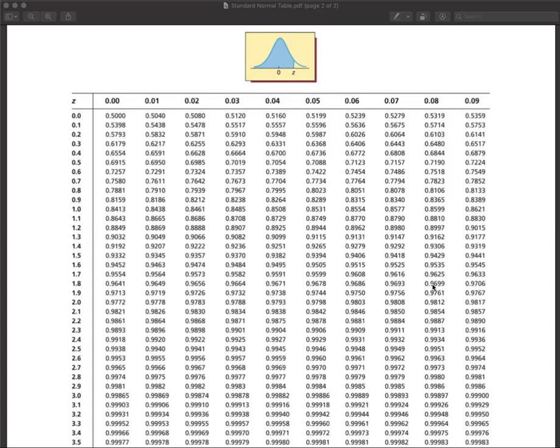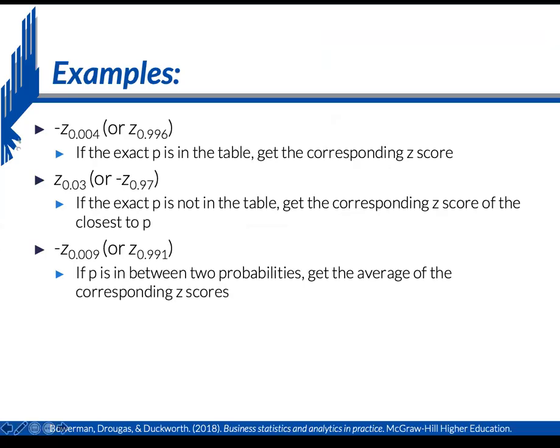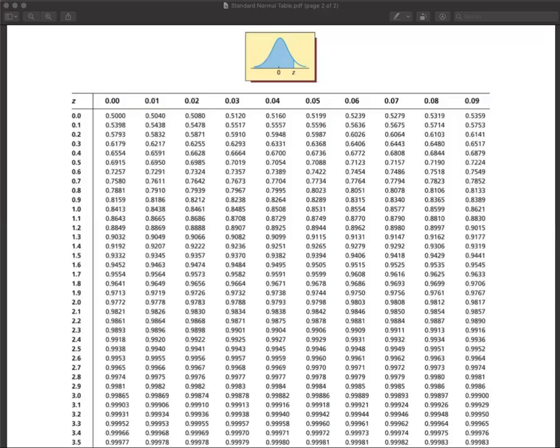So again, that's our rule. If the exact p is not in the table, we get the corresponding z-score of the probability closest to what we are looking for. Now, in another example, we are looking for a z-score with an area to its left of 0.009 or a z-score with an area to its right of 0.991. So again, you will look for 0.009 in the table.